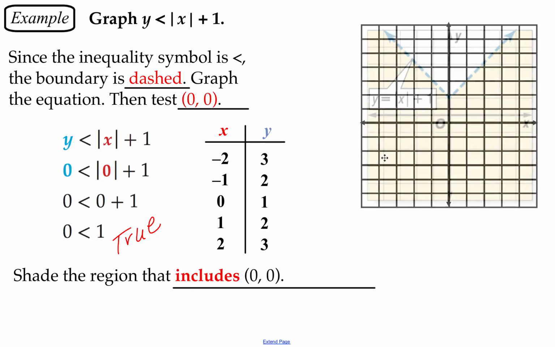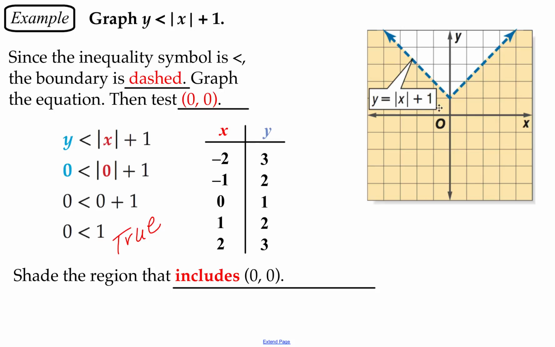Here's what our graph will look like. We're going to have all of those points that we just talked about and shade the side that contains (0, 0). So all of the stuff underneath that V-shaped graph will satisfy that inequality.